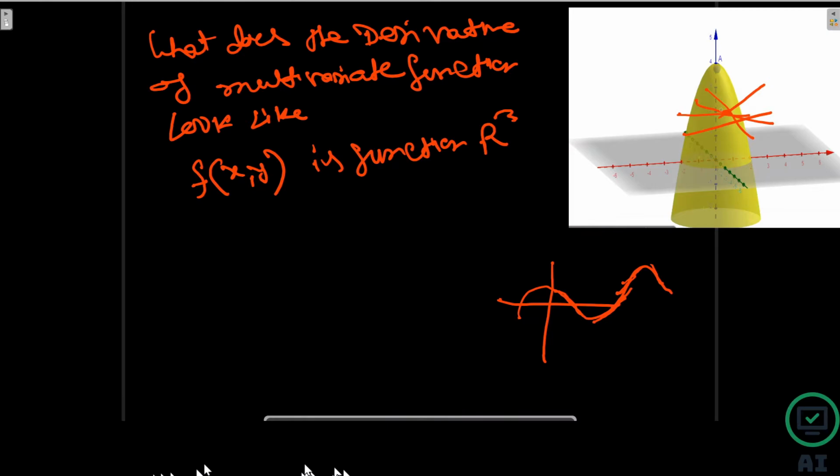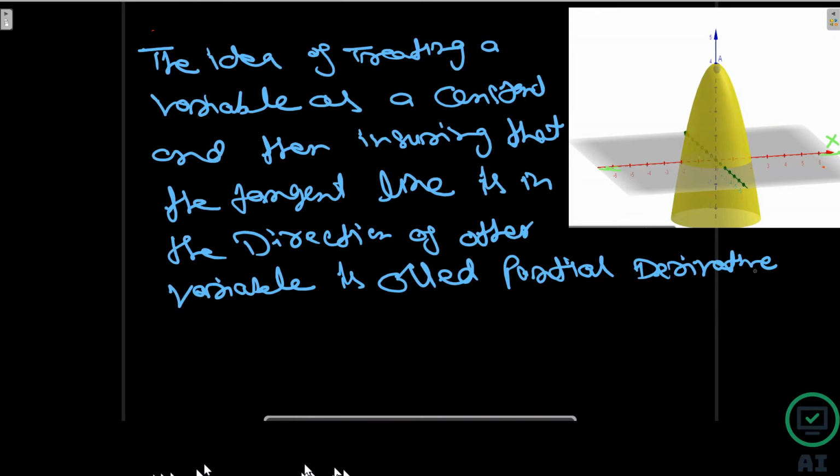So what is the conclusion here? The idea of treating a variable as a constant and then ensuring that the tangent line is in the direction of the other variable is called a partial derivative. So when you fix one axis and move along another axis, and you find the slope of that tangent line in the other direction, that is called a partial derivative.